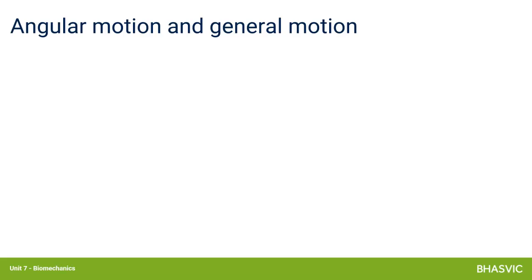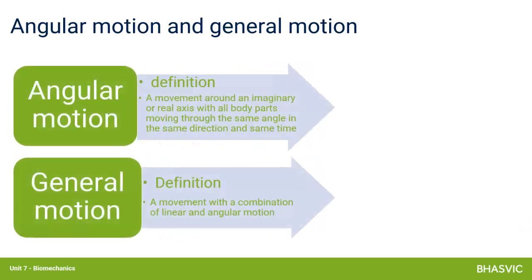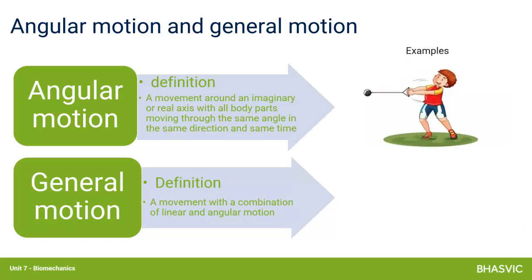Angular motion and general motion. Angular motion is defined as a movement around an imaginary or real axis, with all body parts moving through the same angle in the same direction at the same time. A main example of angular motion is a hammer throw, as the athlete rotates on a longitudinal axis to create power on the throw, which allows them to have a greater chance of placing first.